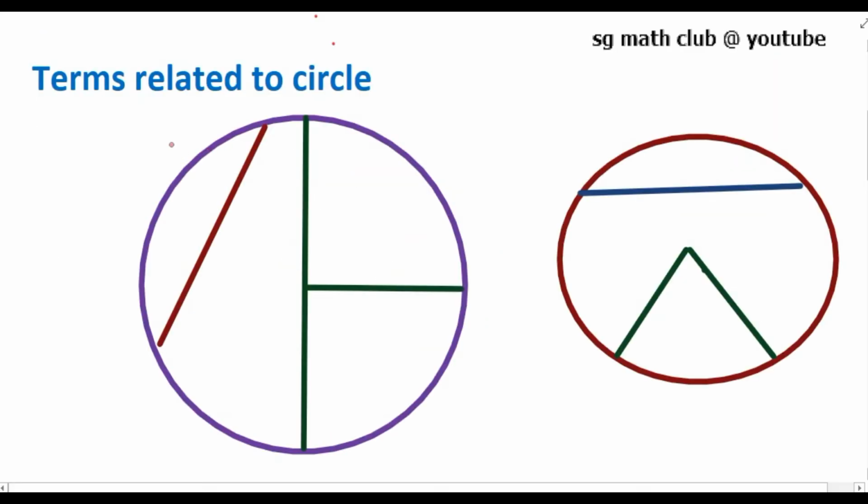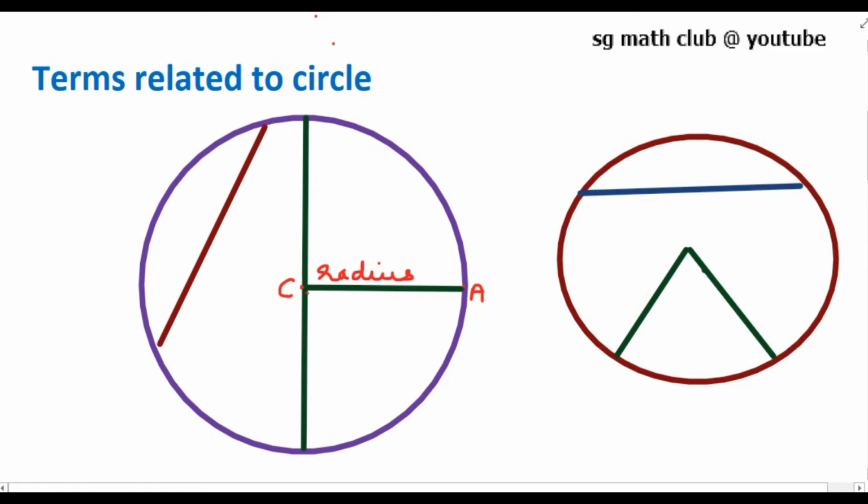Now let's see the terms related to circle. So C I marked here, this is the center of the circle, the fixed point. The line segment joining center and any point on the circle, CA, is the radius of the circle. So radius means line segment joining center and any point on the circle.